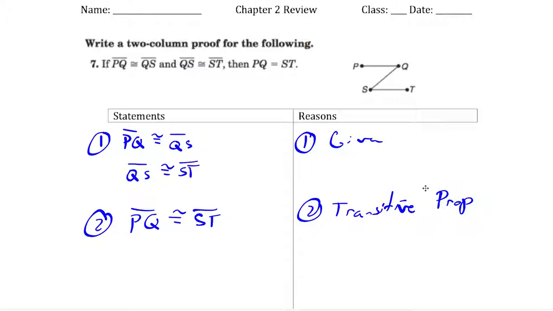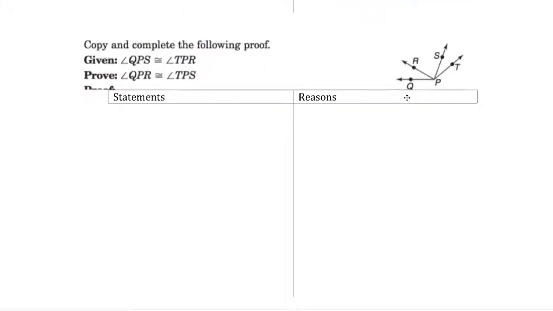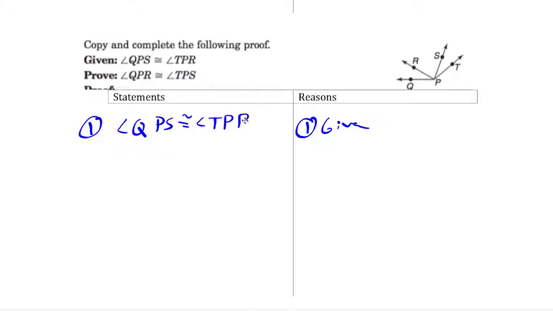So that's a nice basic one to review the transitive property, so make sure that you know that going into some of the more difficult, challenging proofs. And then finally we have this one. So we want to prove that angle QPR is congruent to angle TPS, and it's given that angle QPS is congruent to angle TPR.